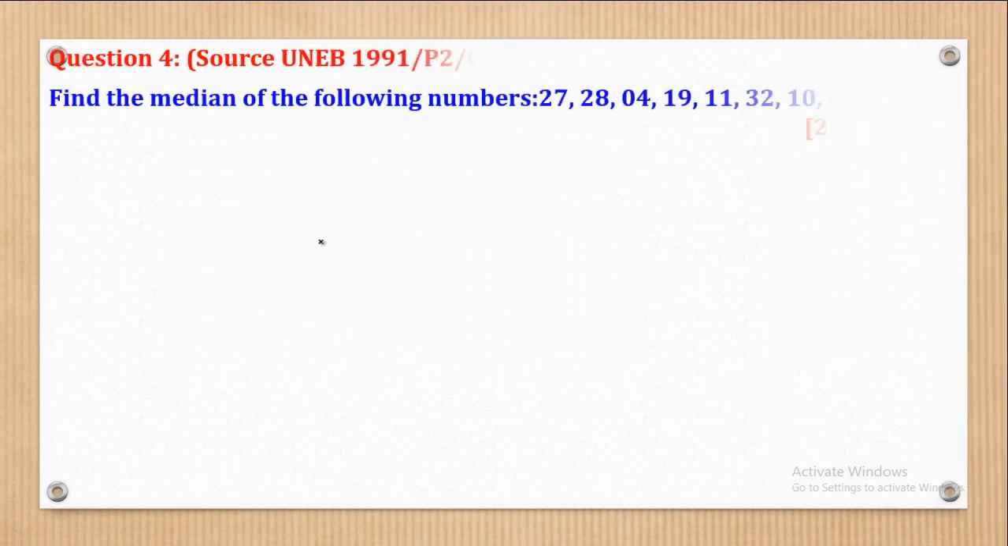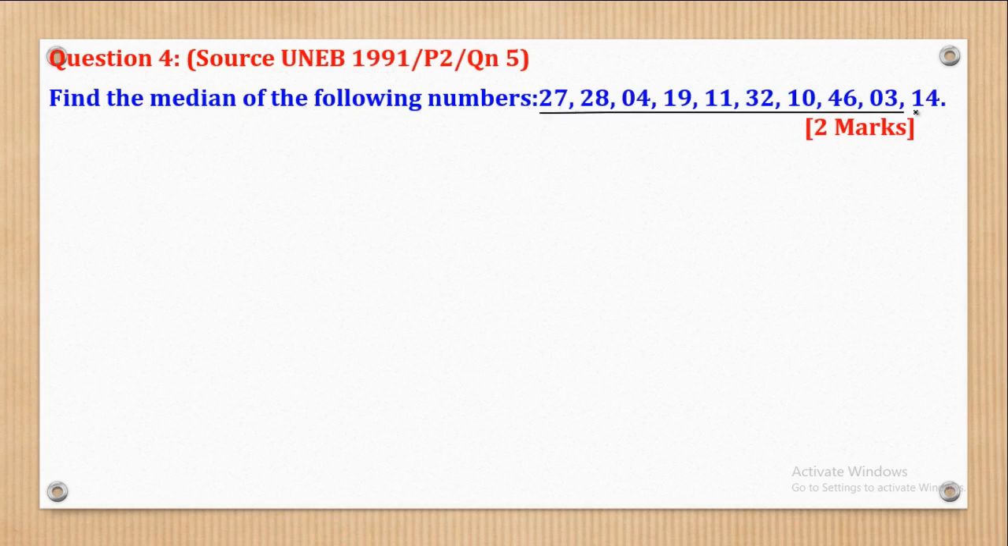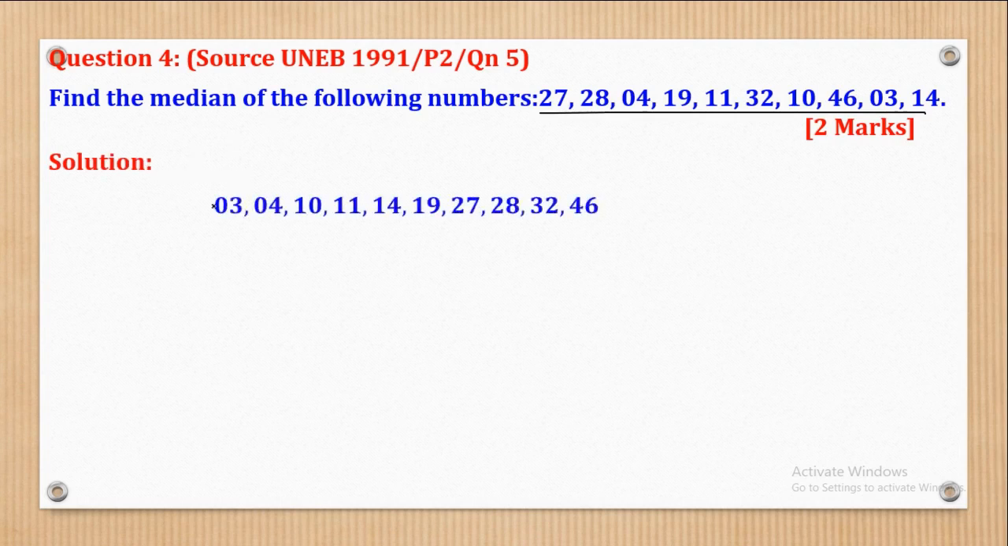So now we shall go to question 4. Question 4 came from 1991, paper 2, question 5, and it says find the median of the following numbers. So these are the numbers, and they are to get the median. The first thing to do will be to rearrange in ascending order. So when I rearrange, I'll come up with that.